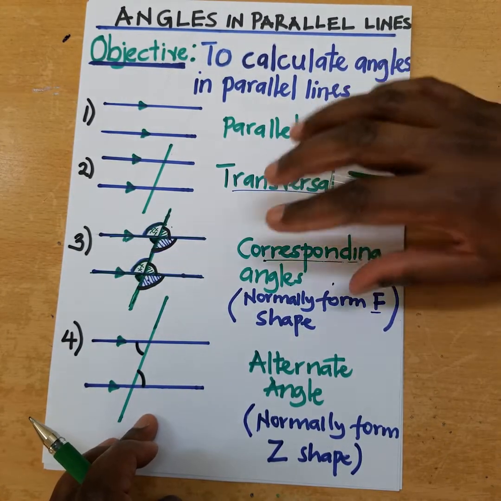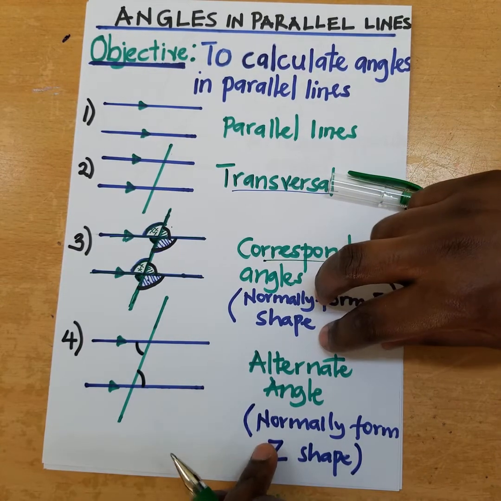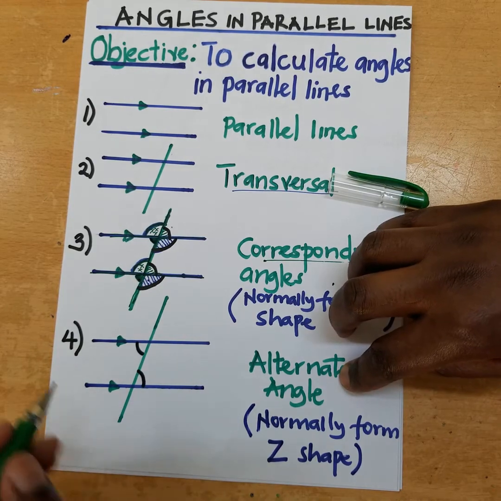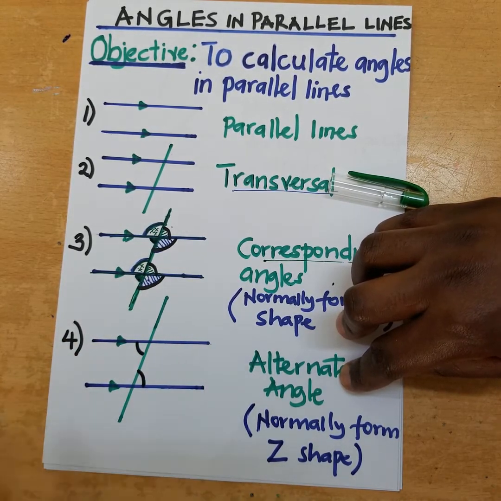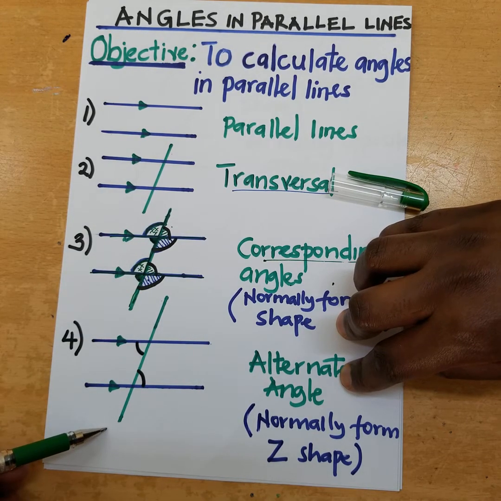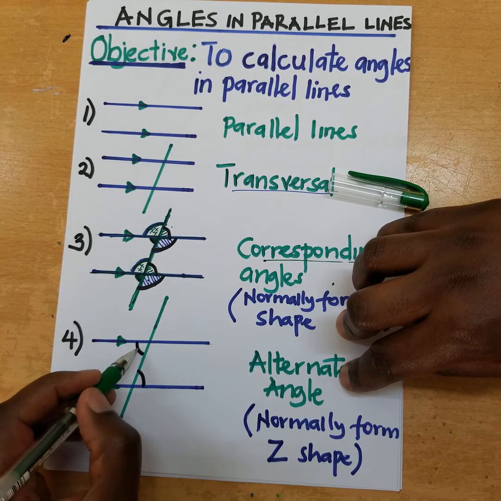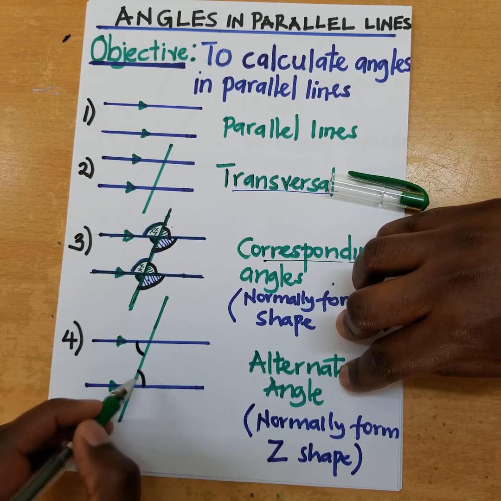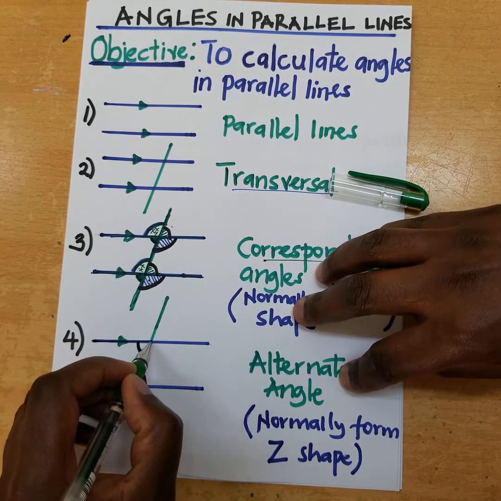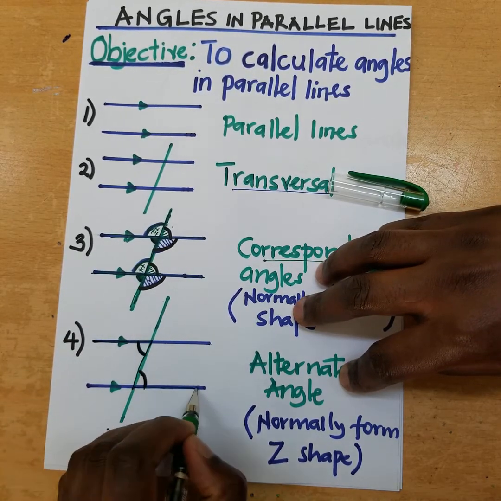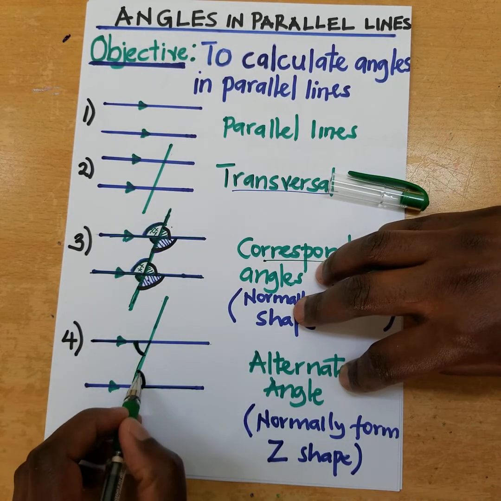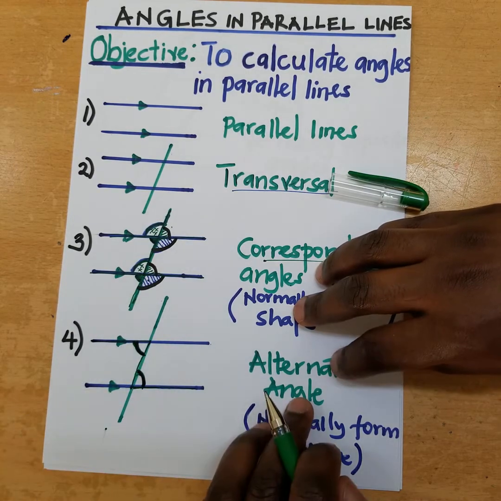Four. Two angles are said to be alternate angles if they form a Z shape. So if we have two parallel lines and this transversal cuts through, the angles that form a Z shape will be called alternate angles. Look at this angle here. If I move like this, then like this, then like this, you see these corners here? These are the ones we call the alternate angles.